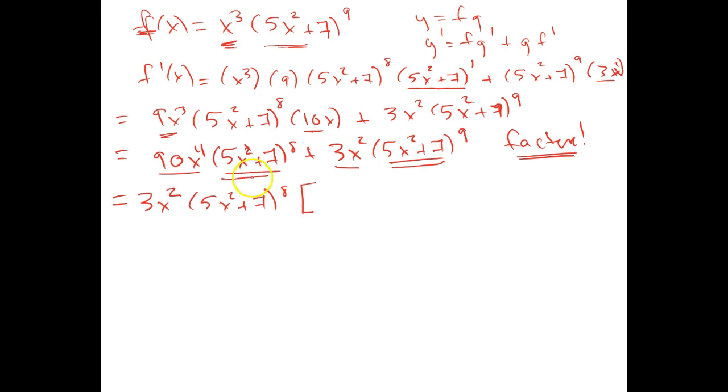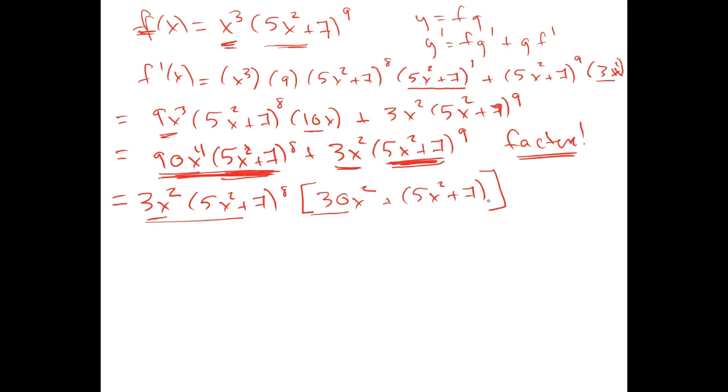If I look at the first factor, I've already taken out 3x squared here, so I'm going to be left with 30x squared in the first term. And really, you can check this by multiplying. If I multiply this term by 3x squared, I would get this term back right here. It's kind of messy, hopefully you can see it. In the second term, I've taken out the 3x squared, that's this term right here. And of these powers, I've taken out 8, which means there's only one left. So it's (5x squared plus 7) to the power of 1 if you wish.